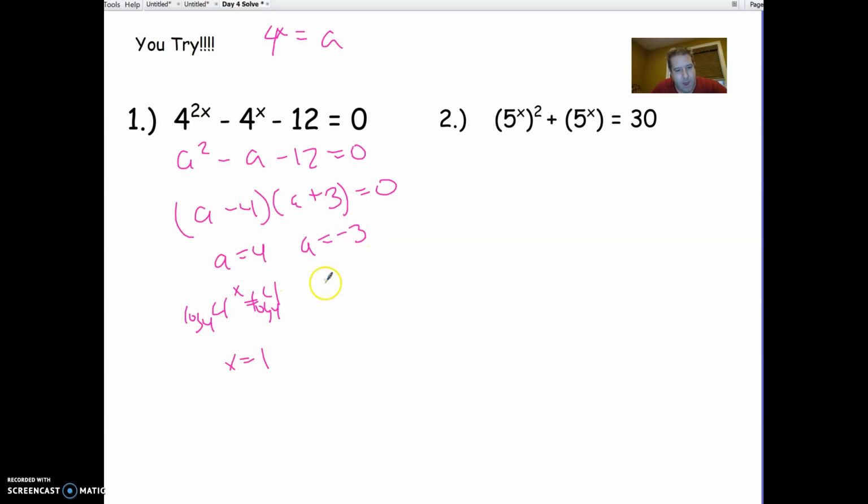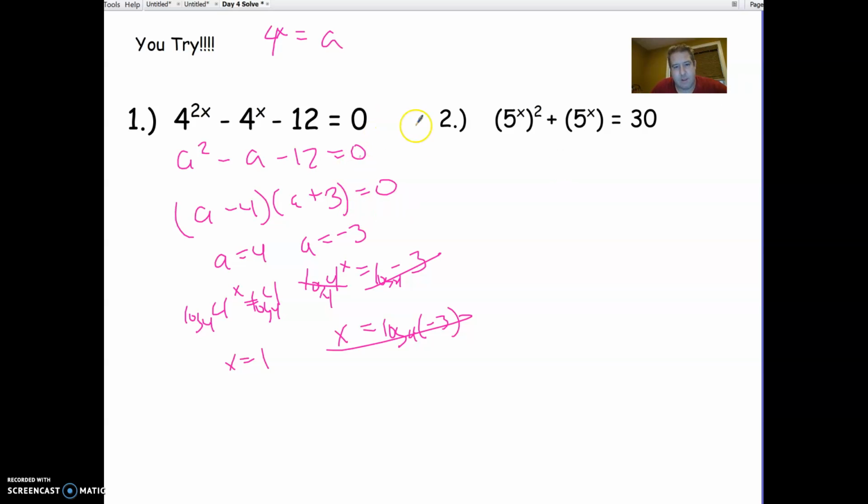And over here we have 4 to the x equals negative 3. Do log base 4 of both sides here so that x equals log base 4 of negative 3. But that's going to be extraneous. Log base 4 of negative 3 is extraneous. So that's not a real solution.